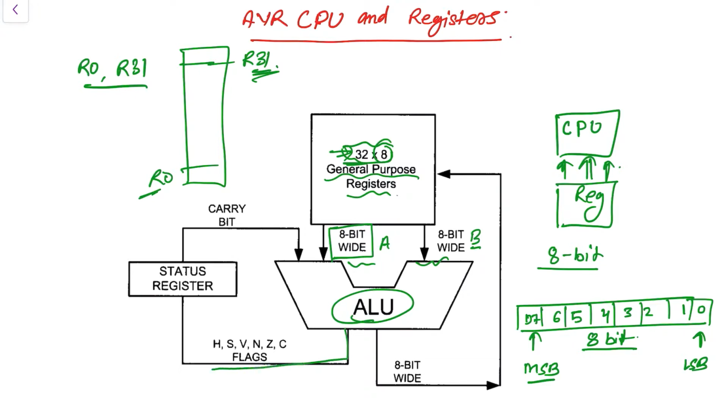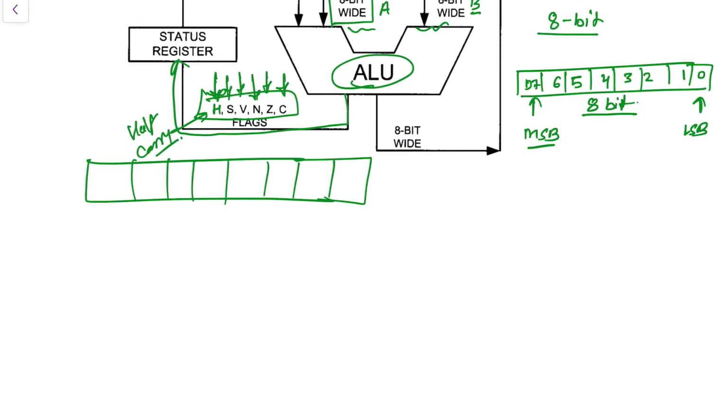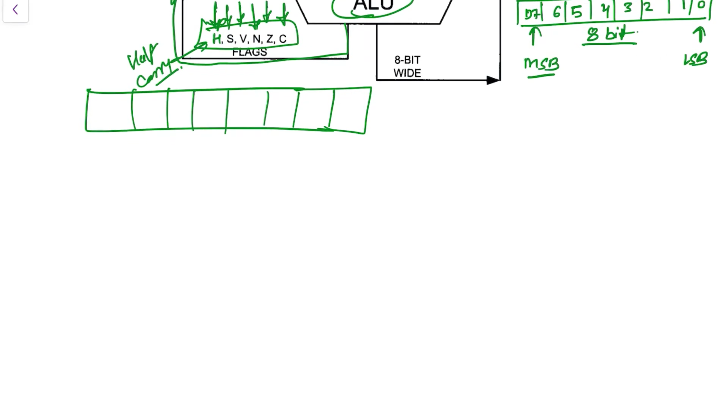After the operation, the ALU always updates the flag register. The flag register has these bits: the carry bit, here this is the carry bit, the zero result, and N is for negative result. This is the overflow, here this is the sign, and H is for half carry.